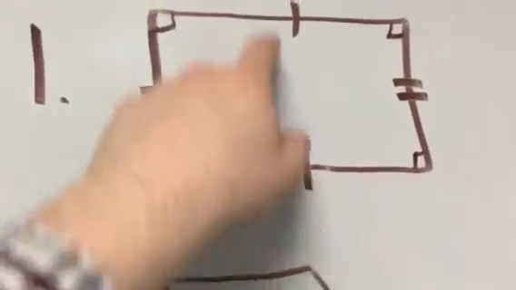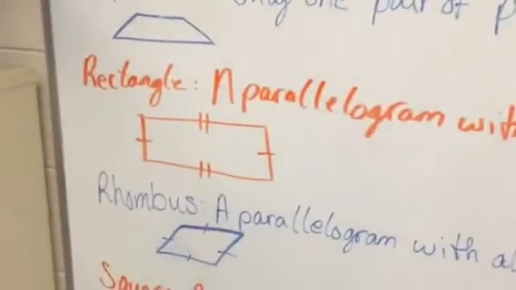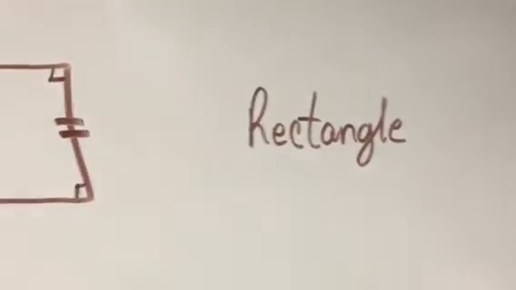And we notice that the top and the bottom are the same, but the sides, each left and right side, is a little bit different. So that means it matches this picture down here, and number one is a rectangle.